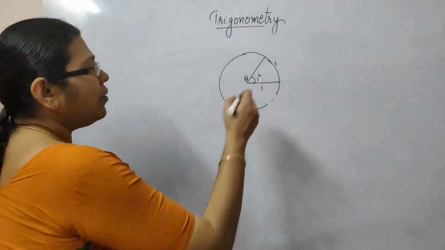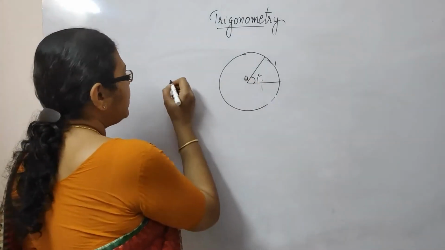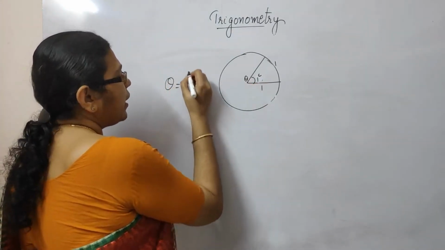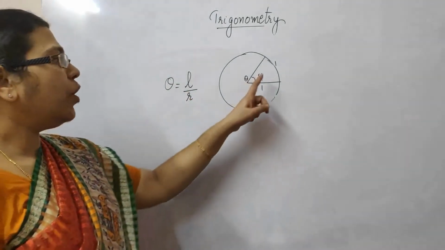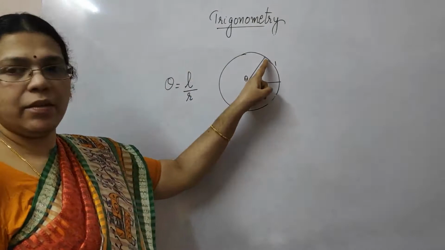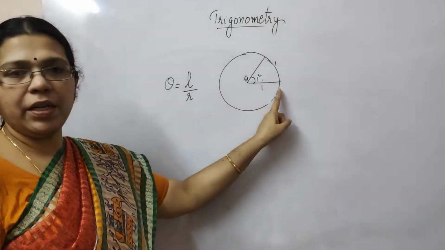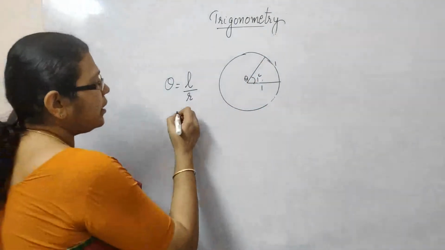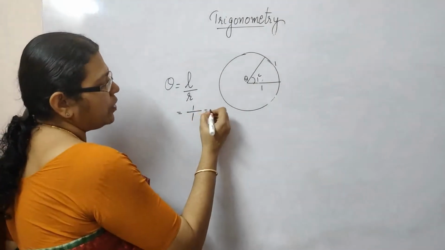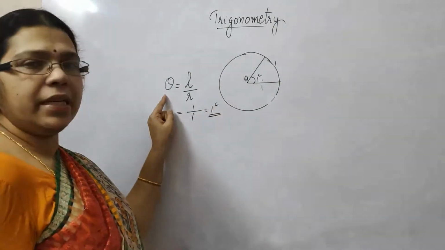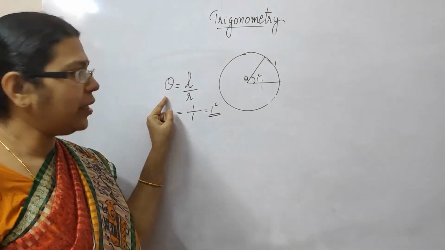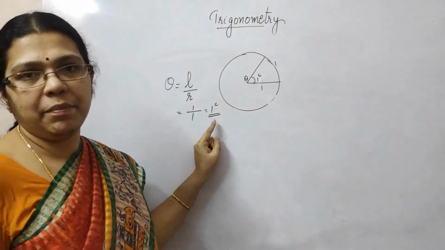Now how did I get this? If you think of this, theta is equal to L by R. What is L? The arc length. What is R? 1 unit, isn't it? So that it is 1 by 1, which is equal to 1 radian. Is this degree? No, it is not degree, but it is radian measure.